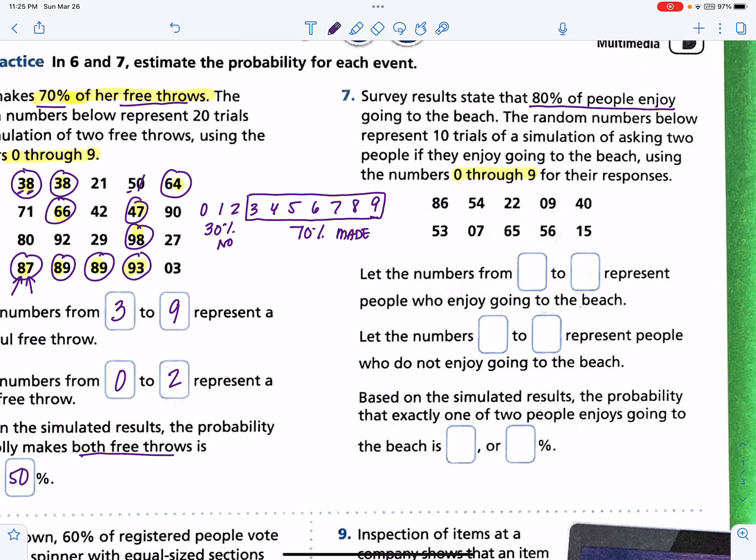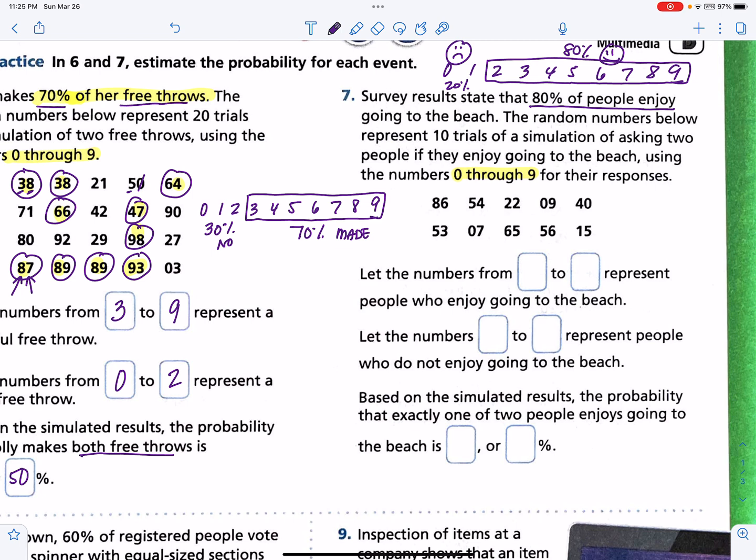Same thing, let's go ahead and list them up here: 0, 1, 2, 3, 6, 7, 8, 9. Make sure you do this as well. And 80% enjoy, so that's 10, 20, 30, 40, 50, 60, 70, 80. So here's my 80% happy, who enjoy. And then we have our 20% sad faces, who do not enjoy. What we're going to do is find out the data of people who enjoy going to the beach versus people who do not enjoy going to the beach.